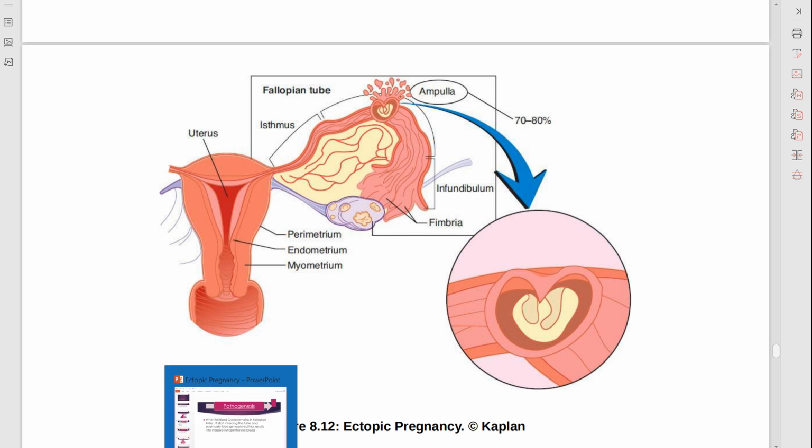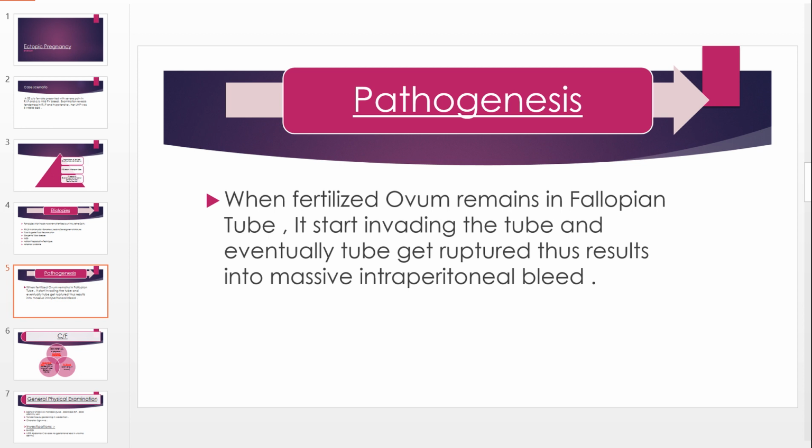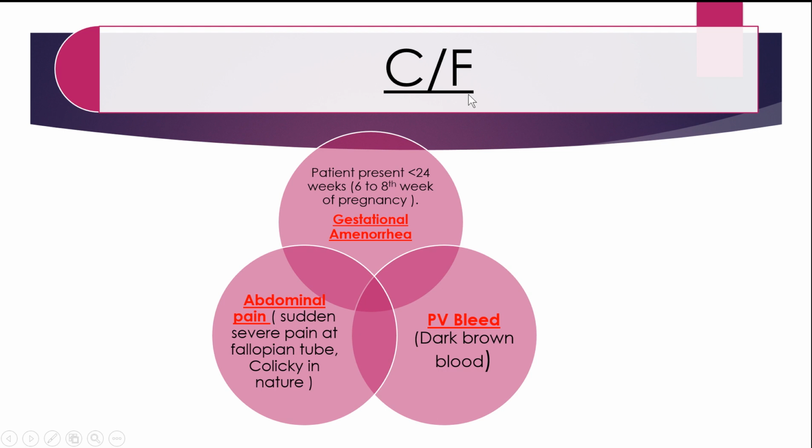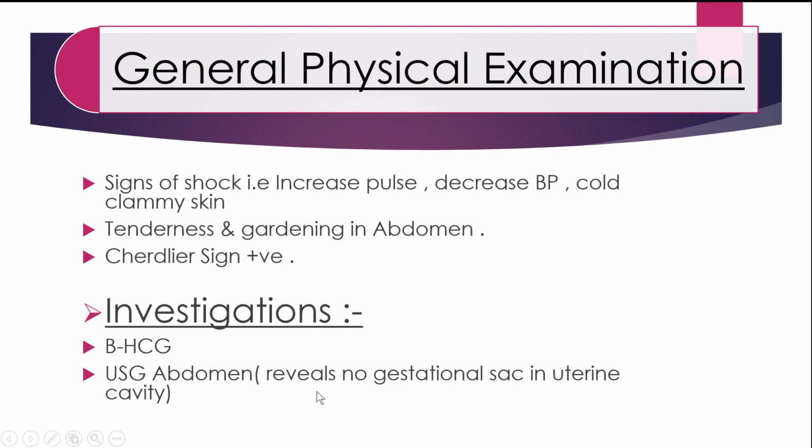Let's give a read. When the fertilized ovum remains in the fallopian tube, it starts invading the tube and eventually the tube gets ruptured, thus resulting in massive intraperitoneal bleed. Now, what will be the clinical features? She will present with gestational amenorrhea, there will be abdominal pain plus PV bleed. Abdominal pain will be sudden, severe, and colicky in nature.